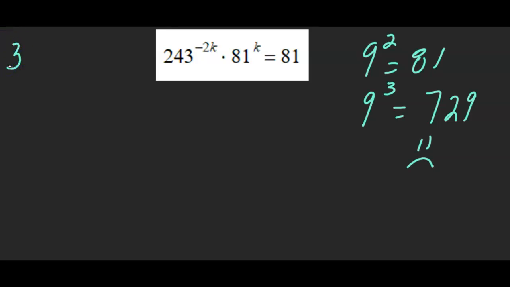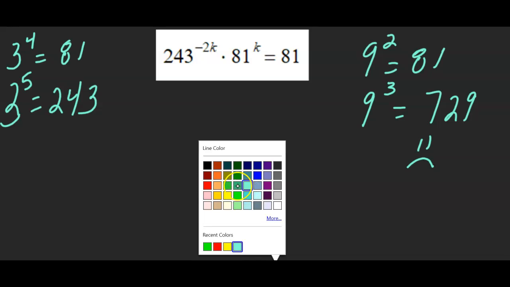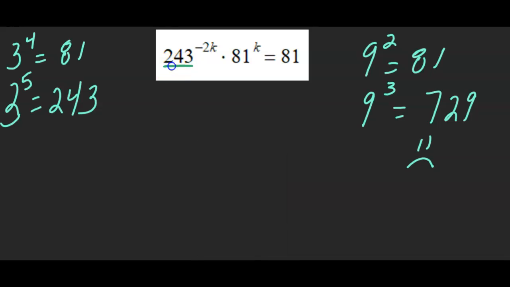So I can do 3 to the 4th power, and that'll give me 81. And then I can do 3 to the 5th power, and that'll give me 243. So that's what base I'm going to use. So replace your 243 with 3 to the 5th.